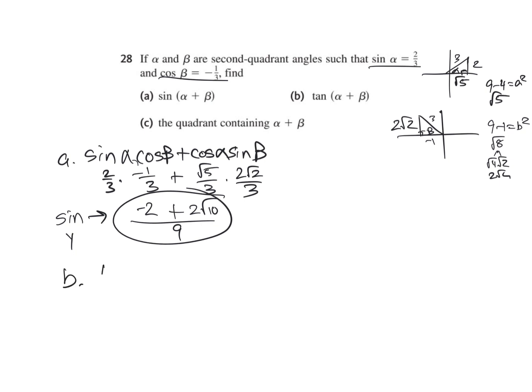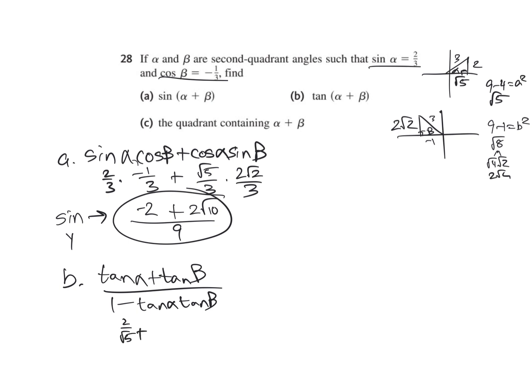Part B, tangent. The tangent addition is going to be the tangent of alpha plus the tangent of beta, all over 1 minus tangent times tangent. All right, so tangent of alpha is going to be 2 over square root of 5.